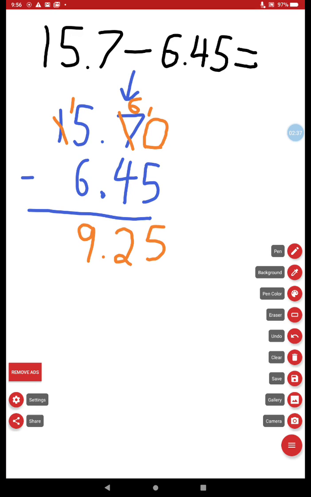So when I have 15 and 7 tenths, subtract 6 and 45 hundredths, I get 9 and 25 hundredths. That's my answer. Let's look at our next example.